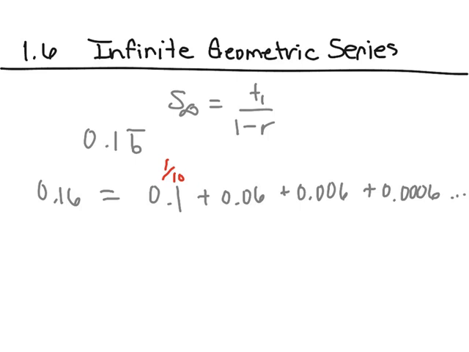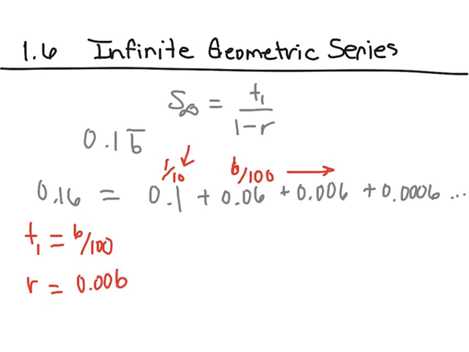But this 0.06, which is the same as 6 over 100, this continues on going. So our T1 is going to be 6 over 100. We're just going to leave the 1/10 for later. Our R will equal 0.006 divided by 0.06, so the second term divided by our first term, which is 1/10. So we're going to plug this into our equation.